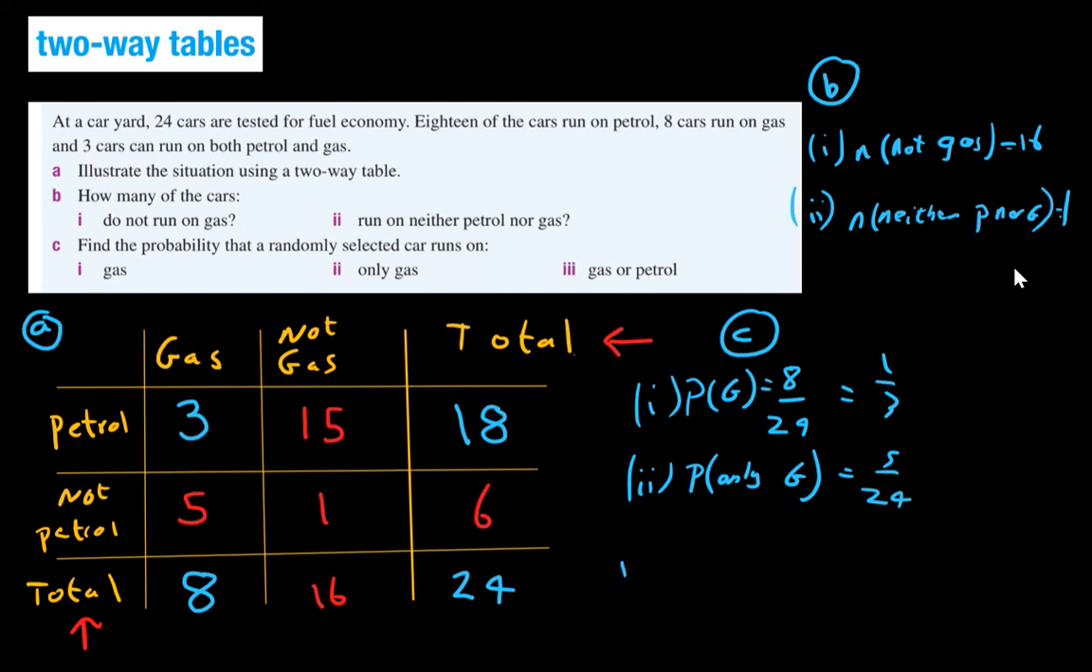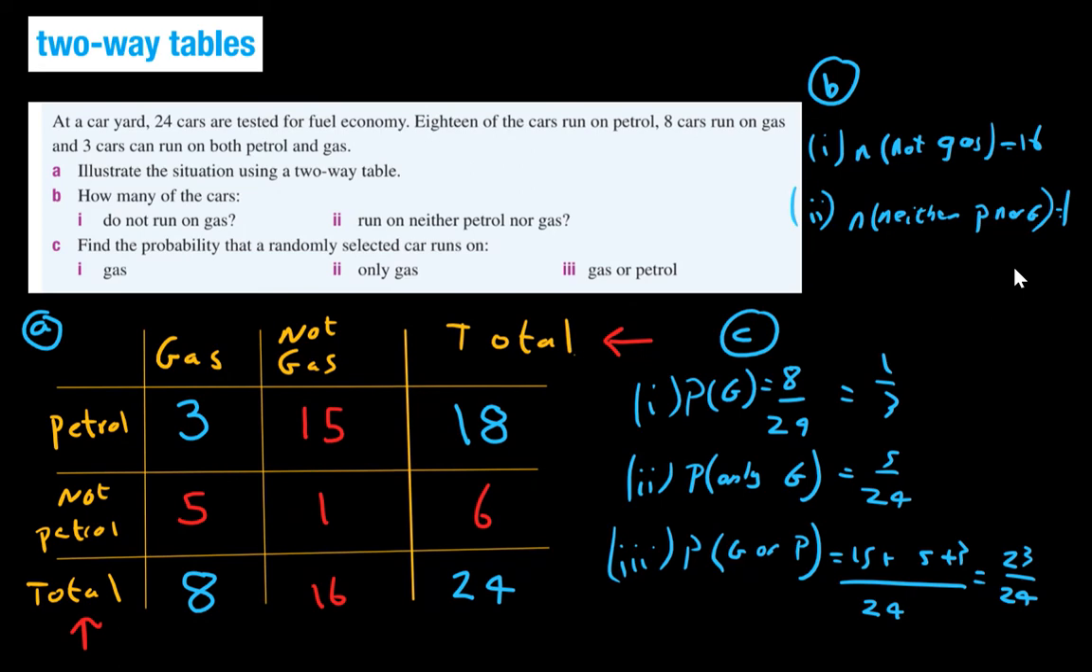And the last one is probability of gas or petrol. So that is going to be 15 plus 5 plus 3 all over 24, which is 23 over 24. So petrol or gas, well, if we're in this region here, there is petrol and gas. Next, we need to find petrol, which is 15, and then 5 is just gas.